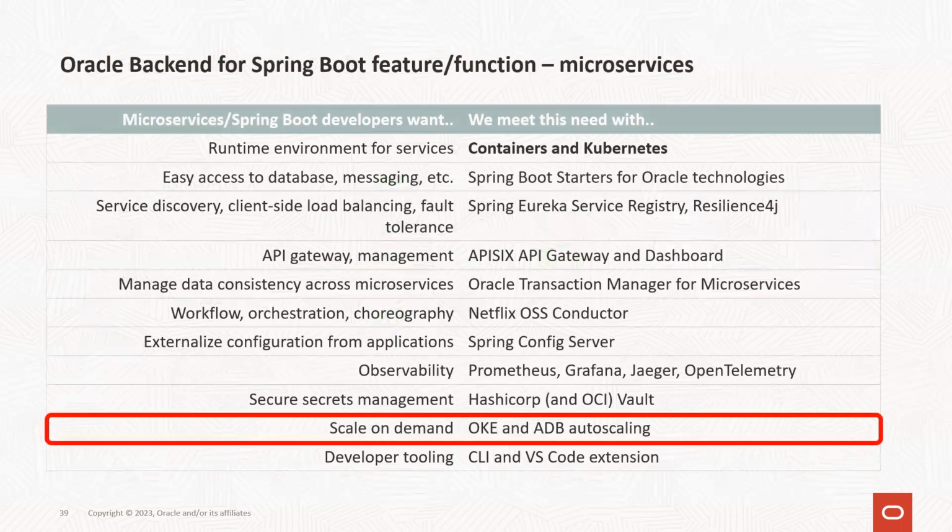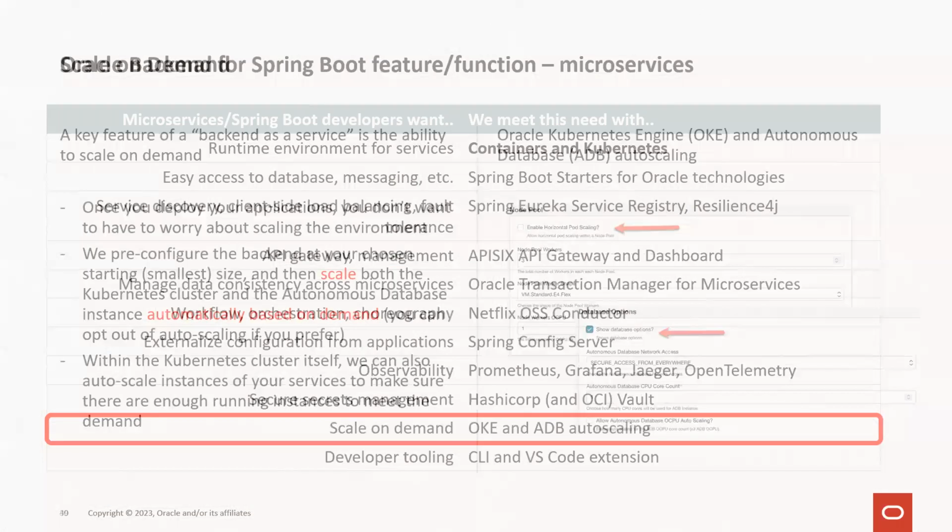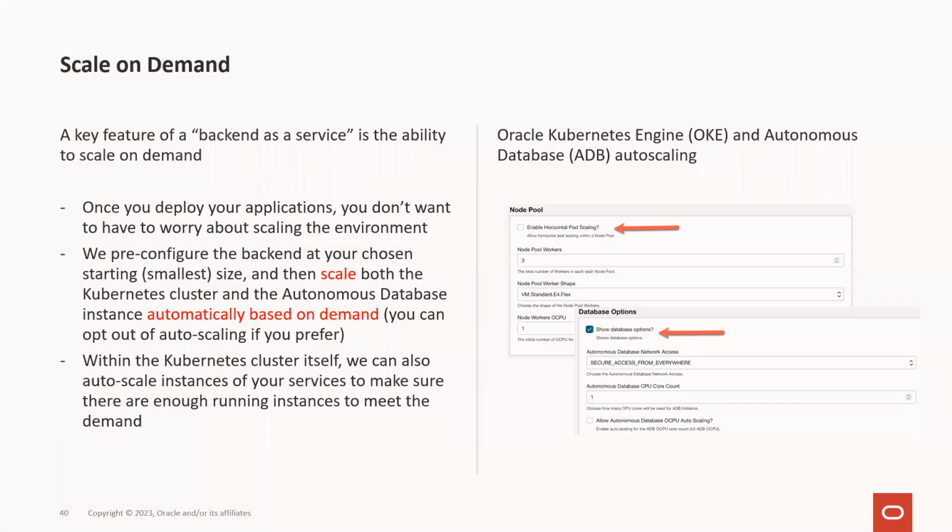Another key feature for the microservices backend as a service is scale on demand. Once you deploy your application, you don't have to worry about the right sizing of the application. You probably have to do an initial sizing, say, we need 3 nodes, we need this many CPUs, but you start with the smallest size you can and then scale that automatically based on what the demand is, what kind of workload is running.